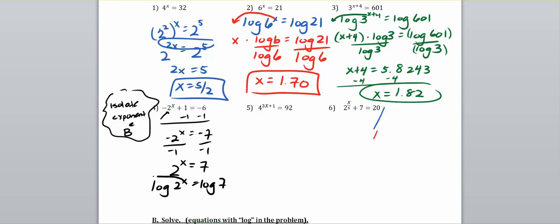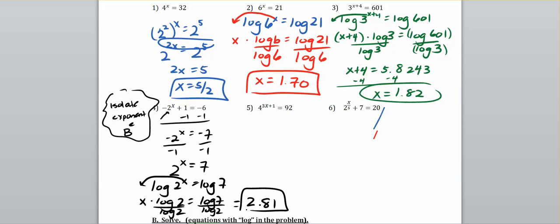My properties of logs allow my x to come out in front. So x times log 2 equals log 7, and I'm going to divide both sides by log 2. So if I do log 7, enter on my calculator, divided by log 2, enter on my calculator, I get 2.80. It's 0.7, so let's round that up to 2.81.